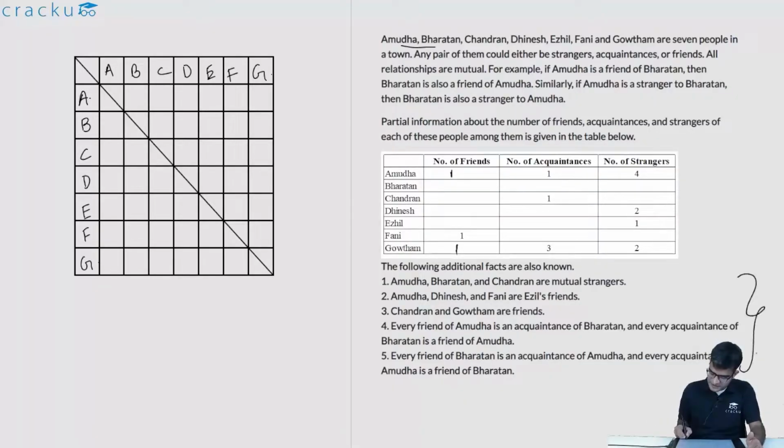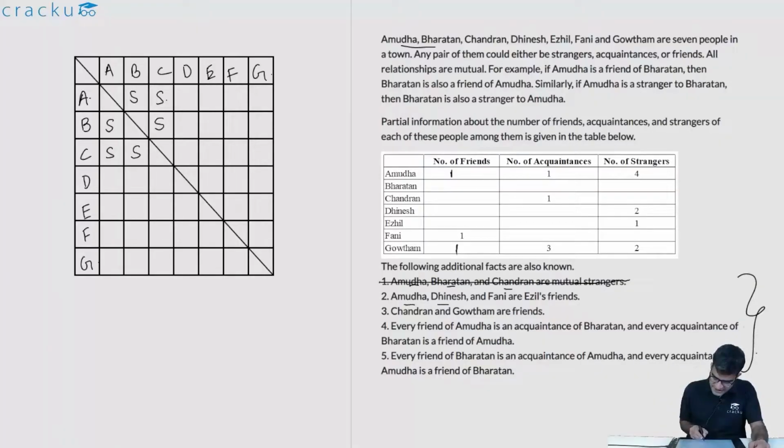We are also given some information which will help us in filling out the initial values of the cross-section table that we are looking at. So let us look at them. A, B and C are mutual strangers. So A and B is a stranger, A and C is a stranger. Remember that we have to fill this twice. So B and A is also stranger and C and A is also stranger. Similarly, B and C are strangers. So B and C here will be stranger, and C and B will also be stranger. So we have completely used up this information. Let us put a cross over here so that when we are coming back to it, we won't have to waste our time on this.